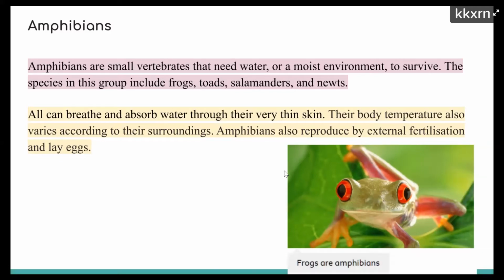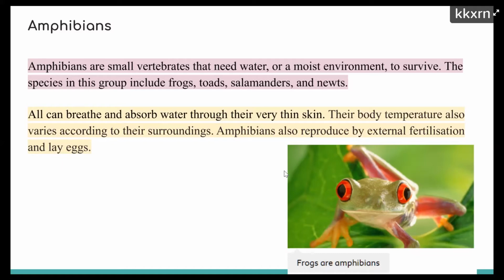But when they come on land, what do you think? Lungs, they use lungs. Very good. So when they are on land, they use their lungs to breathe. And amphibians also reproduce by external fertilization, and they lay eggs. And you know that the eggs of the frog grow into tadpoles.